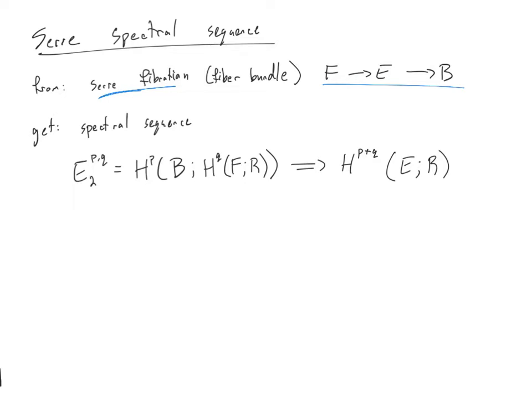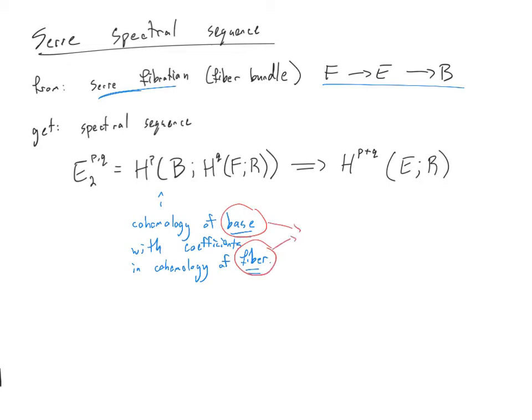So what you should read this as is: this is the cohomology of the base with coefficients in the cohomology of the fiber. And we'll unpack exactly what that means, but essentially it's data about the base and data about the fiber going together and giving you data about the total space.